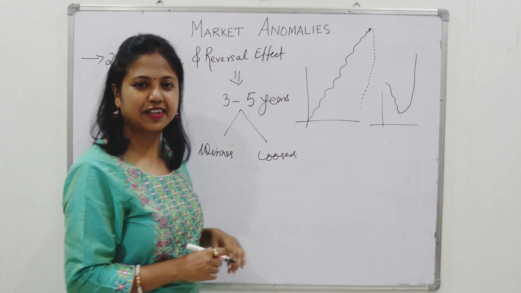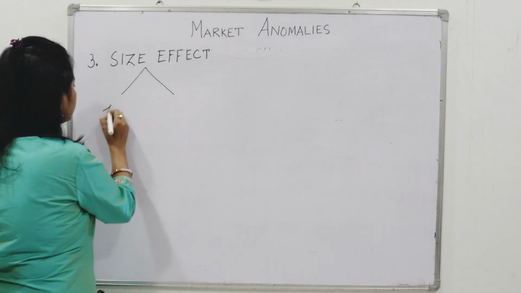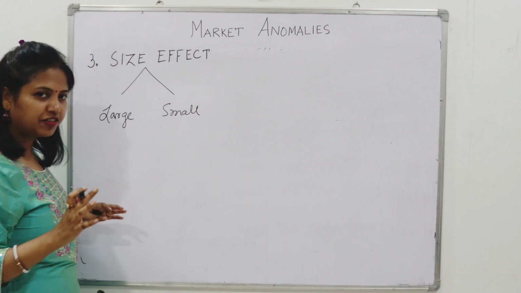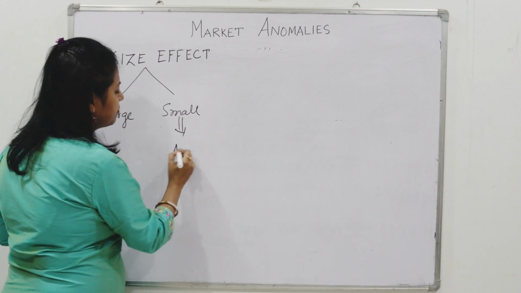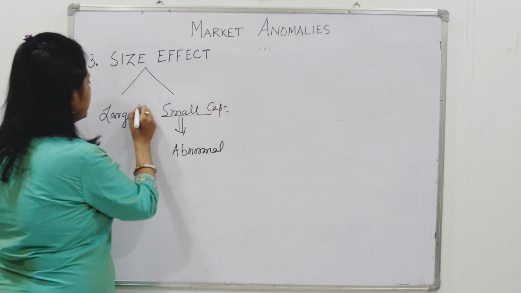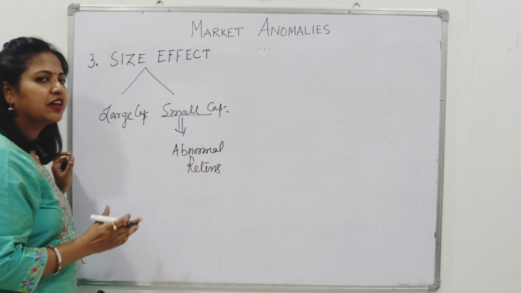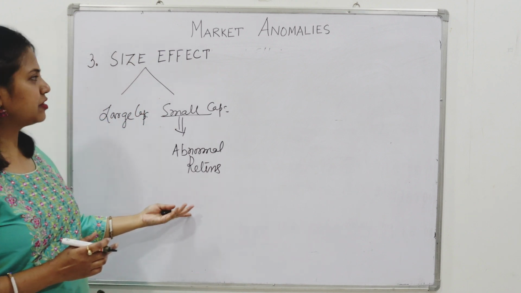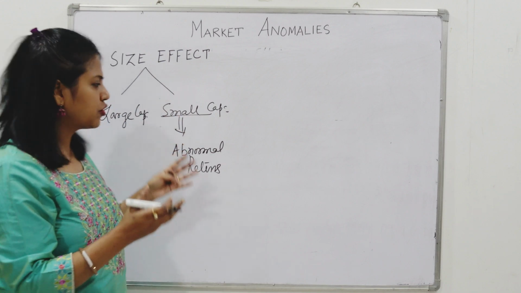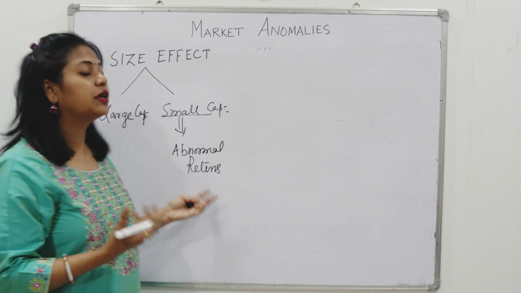Now let's move on to the next anomaly. Now friends, let us study the size effect. When I say size, there are large cap companies and there are small cap companies. Research has evidenced that there is a possibility of making abnormal returns if you are investing in small caps as compared to large cap firms. If you want to make abnormal returns, you find out which firms are smaller in terms of capitalization and put money on them, and you will find that your investment has brought about abnormal returns.